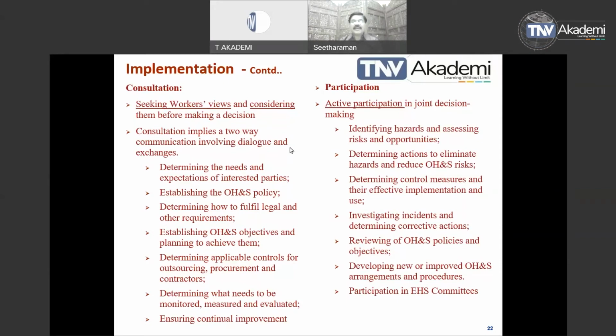So we have to involve the workers working in that area so that the process becomes a meaningful exercise. Reviewing the OHS policy and objectives. Once policy is established, we have to review it, and there they can participate and give their feedback. Then developing new or improved OHS arrangements and procedures. Then participation in EHS committees. So these are the ways they can participate. We have to see each and every place how we can show evidence of participation.